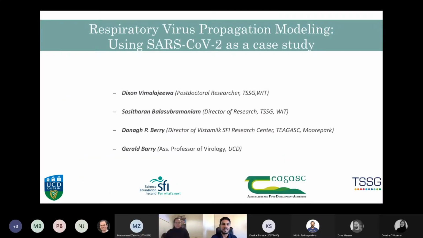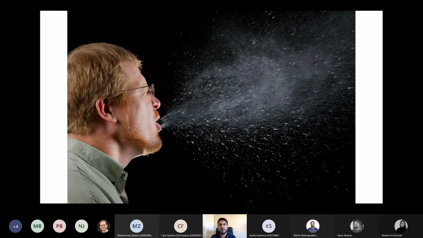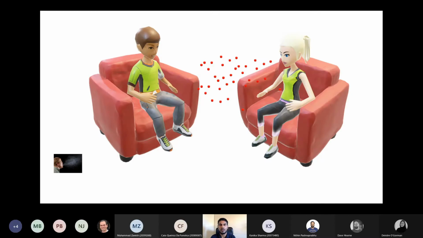So this is a brief overview about our COVID research, respiratory virus propagation modeling, and we applied this model to study the SARS-CoV-2. This is a collaborative research between GSSG, UCD, and TAGAS. As you all know, the COVID virus is spread through respiratory droplets. If we get infected by being in close contact with a person, that is how we get the virus.